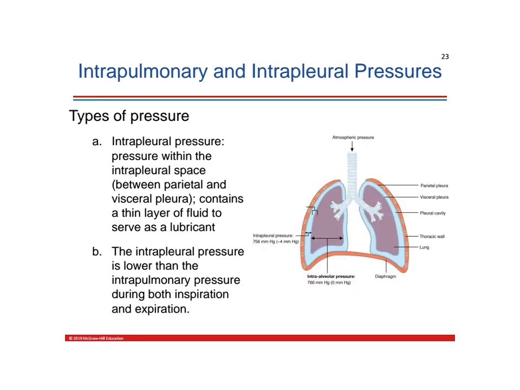Recall that there's also the interpleural pressure. That's the pressure within the interpleural space between the parietal and visceral pleura. And this space, again, contains a thin layer of fluid that serves as a lubricant. And you can see that here in this picture. So here's the interpleural space. Of course, it's exaggerated. It's not really that thick of a space in reality. The interpleural pressure is lower than the intrapulmonary pressure during both inspiration and expiration.